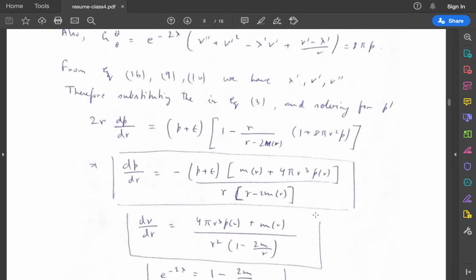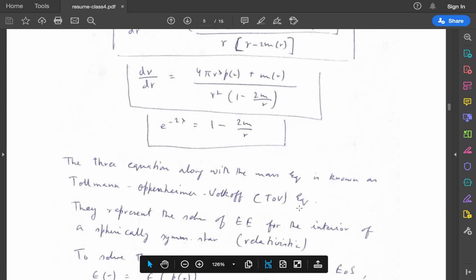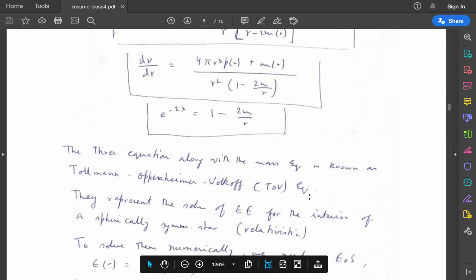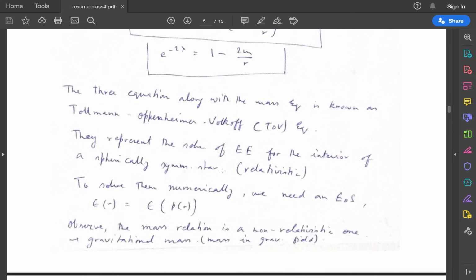Along with these three equations, the mass equation gives me what is known as the Tolman-Oppenheimer-Volkoff equation, or TOV equation. This represents the solution of the Einstein equation for the interior of a spherically symmetric, relativistic star. This is a very interesting result, solved by Tolman, Oppenheimer and Volkoff, which gives how the pressure and the relativistic gravitational potentials change across the radius r.